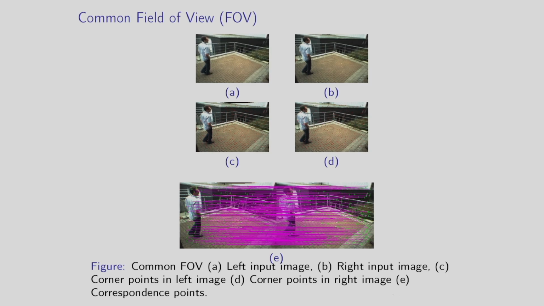Here I have shown again the same example, the left image and the right input image, and after this I am showing some corresponding points, the corner points. You can see some red points here, that are the corner points. And after this I want to find the correspondence between these points, corresponding to the common field of view, between the points of the left image and the right image.